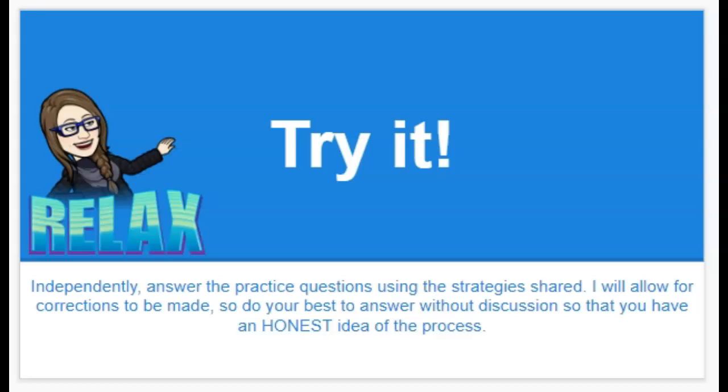Okay, so now I want you to try it. Independently answer the practice questions using these strategies. Now remember, I will allow for corrections to be made. I'm expecting it. So do your best to answer without discussion so that you have an honest idea of the process, and so also that everyone in the room has a work environment that mirrors what the expectations would be on the AP Lit exam.